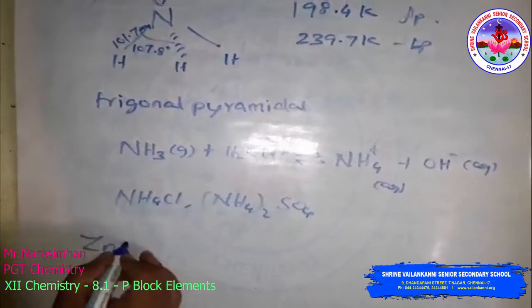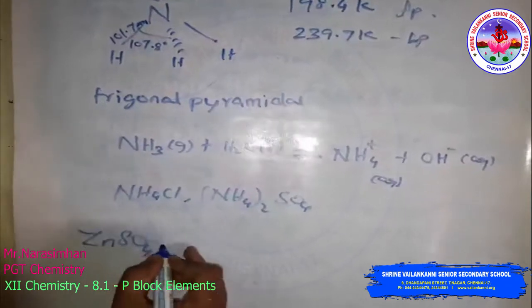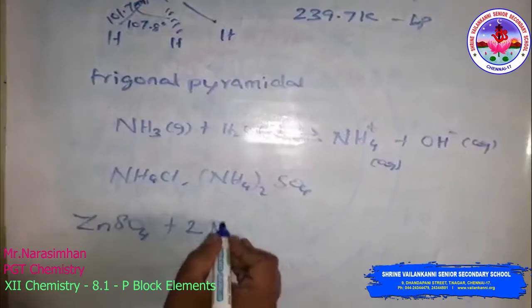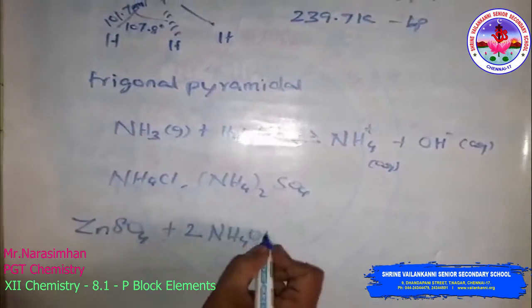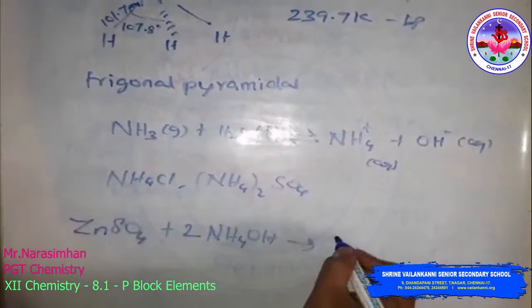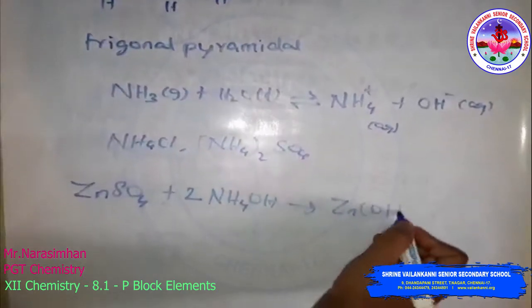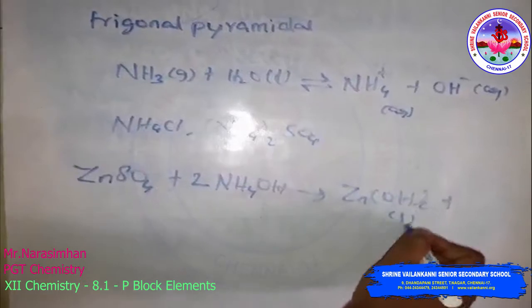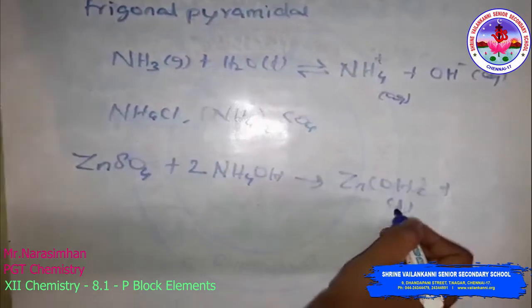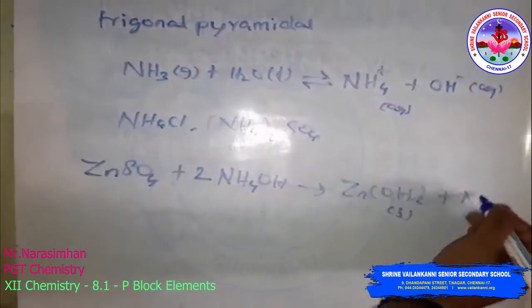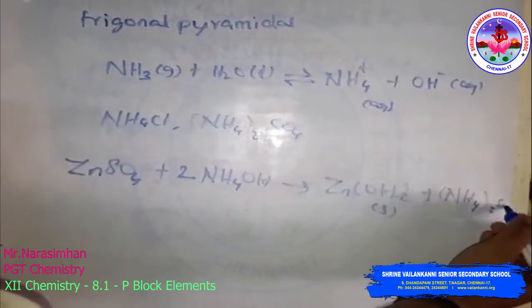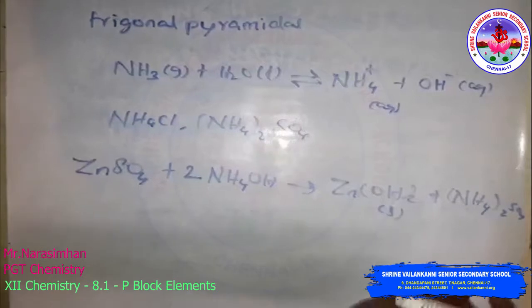For example, an aqueous solution of zinc sulphate reacts with aqueous ammonium hydroxide to form zinc hydroxide. This is a solid, white precipitate, along with an aqueous solution of ammonium sulphate.